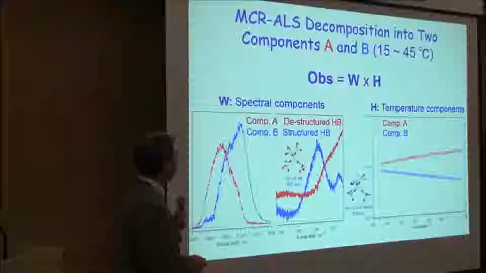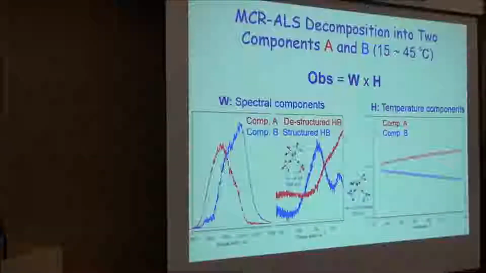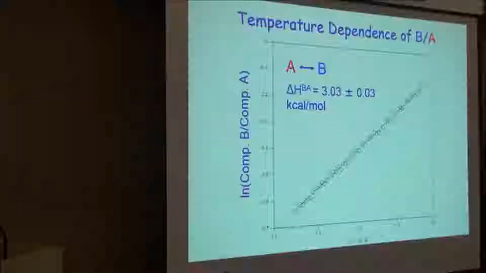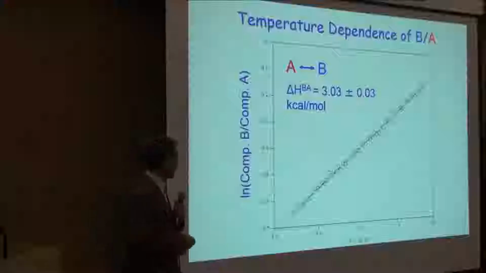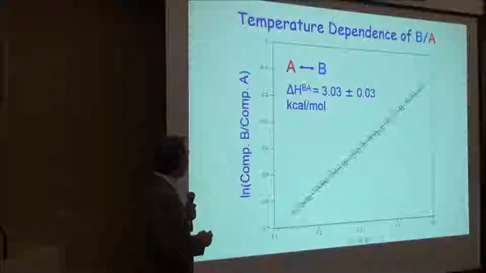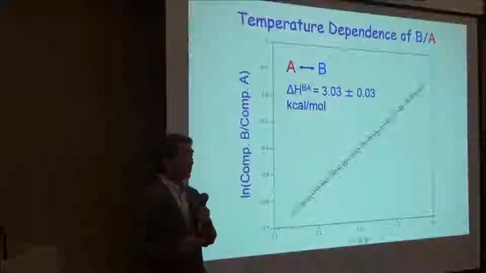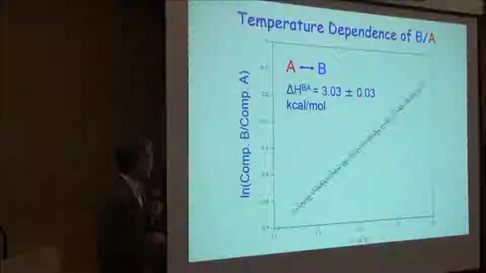And this is the temperature dependence. And if we plot this temperature dependence, we get a very nice straight line. I was very surprised to get this straight line. This is purely experimentally obtained. From that, we have the value of the enthalpy difference between A and B as this number.